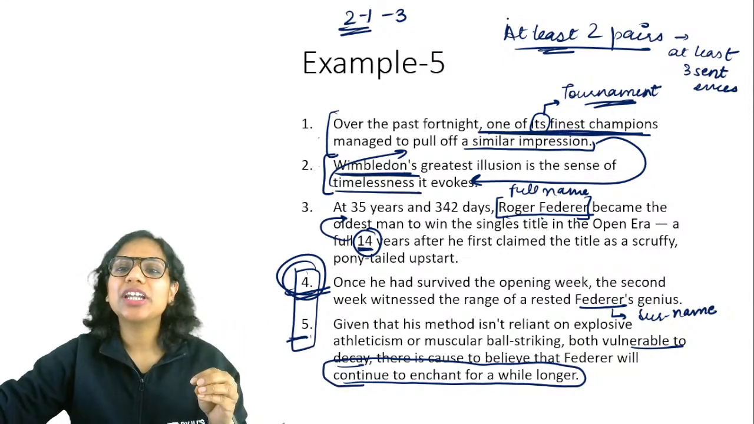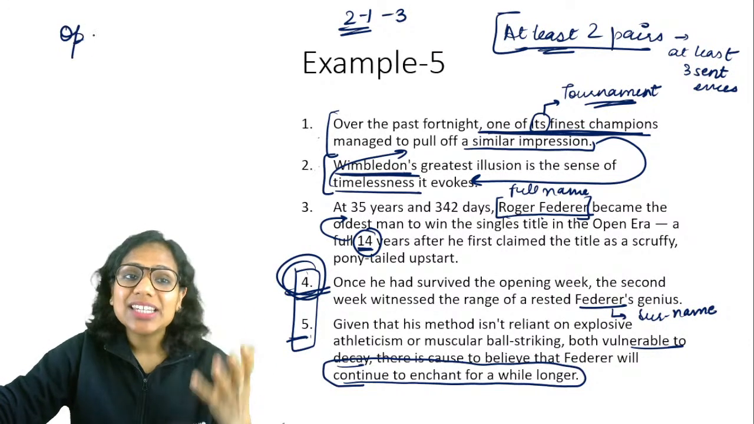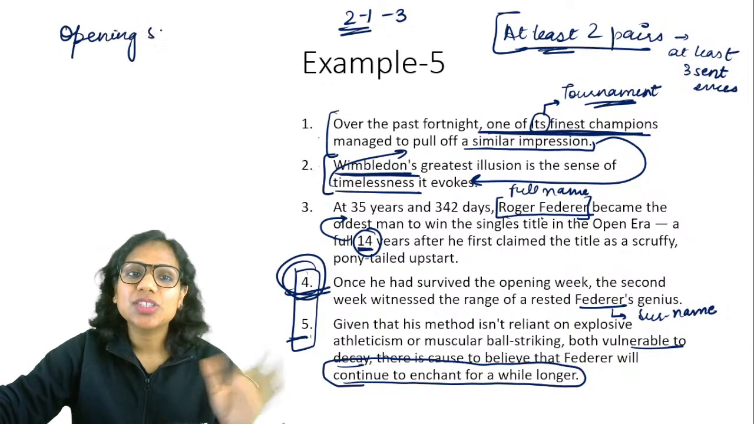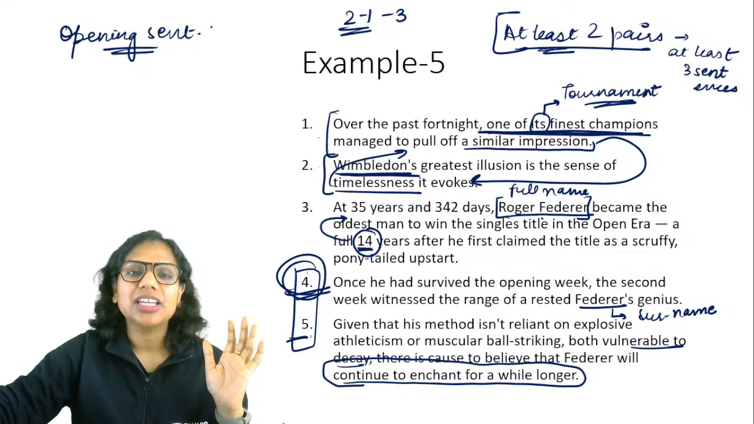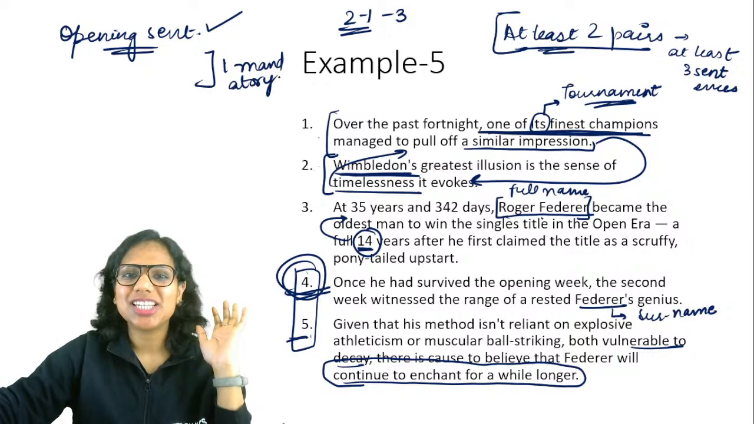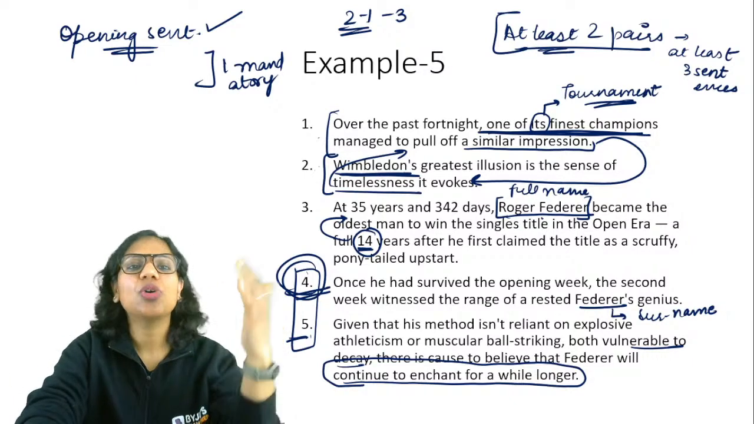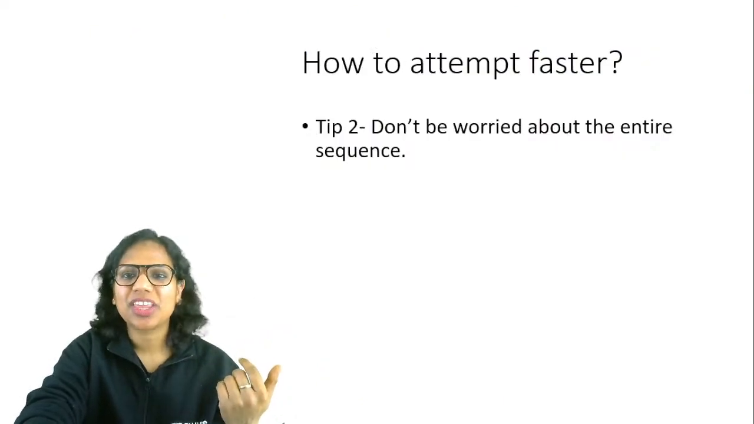Right? So either find out at least two pairs, or if you can see very clearly that this is the opening sentence, then find the opening sentence and then one mandatory pair. The point is that I have to eliminate three sentences and then decide between two. Opening or closing, whichever it is.